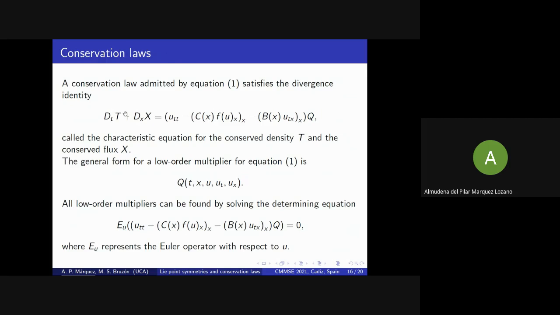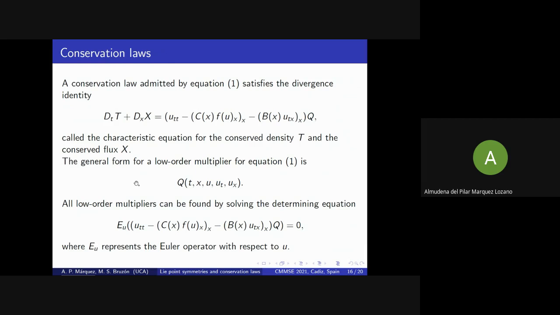So how is this defined? We have a conservation law for our PDE if our equation satisfies this expression, where we have T, the conserved density, X, the conserved flux, and here Q, the multipliers. Firstly, we are going to find the multipliers. So we have here the expression of the multiplier.